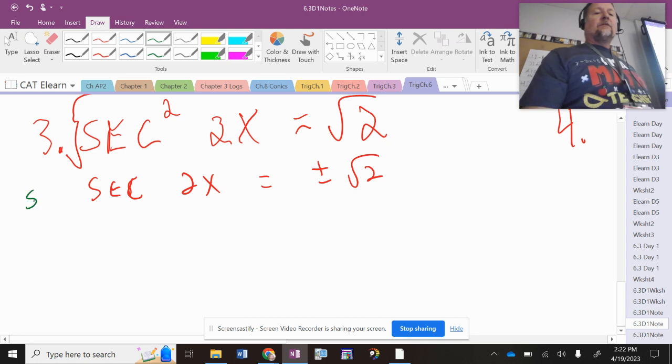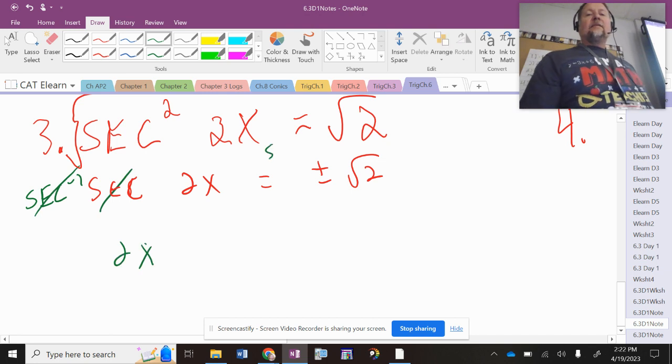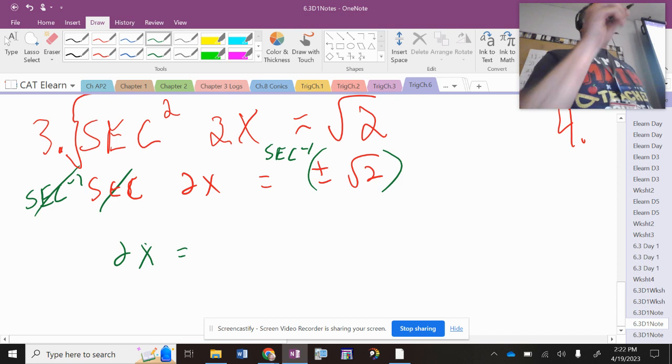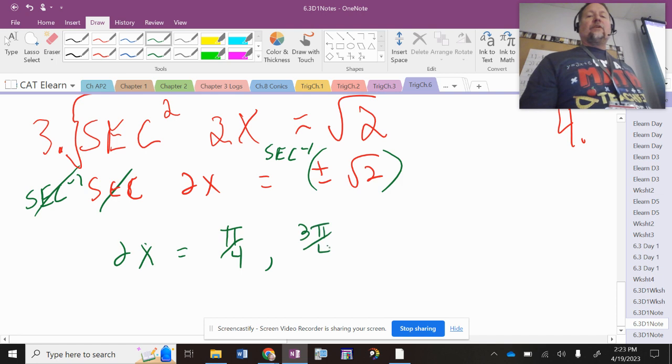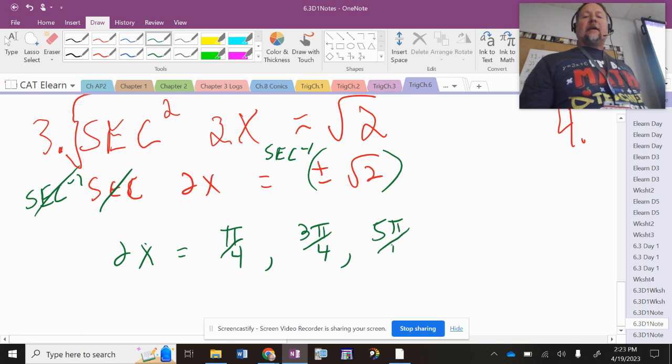Let me do this. Secant inverse. That cancels these and frees the 2x. Secant inverse of √2, plus or minus, is all the 45s, which is all of the over 4s. Pi over 4, 3 pi over 4, the ones that don't reduce, not 2 pi over 4, not 4 pi over 4, that's pi, not 6 pi over 4.